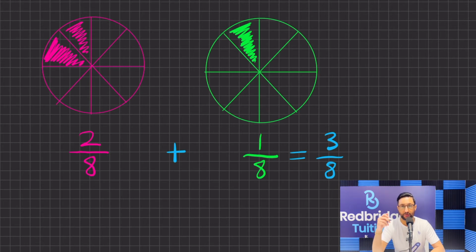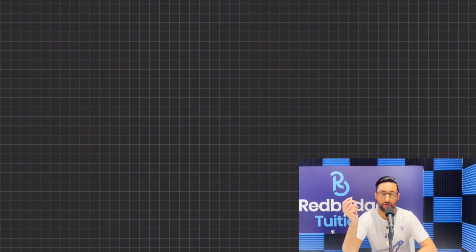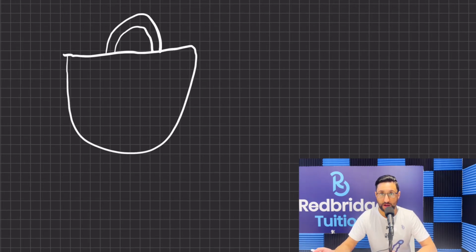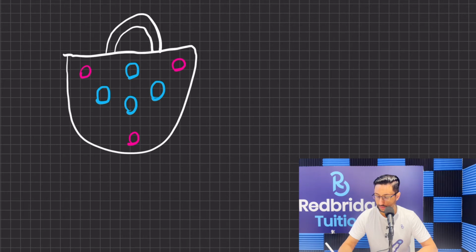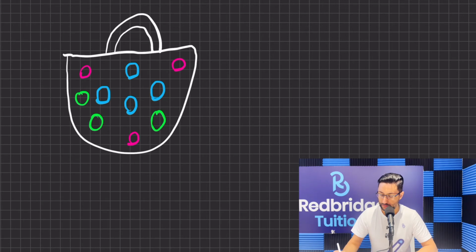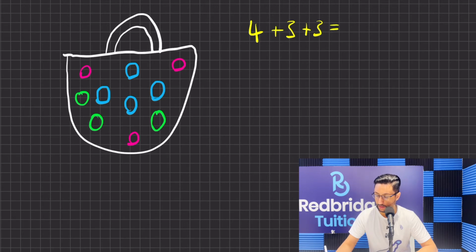So again, let's move away from the cake and the pizzas and let's do something that is a little bit different. Let's say I have a bag of marbles, and we'll say that there are 3 pink marbles, 4 blue marbles, and 3 green marbles. What would be your total number of marbles for this bag? In other words, what would your denominator be? Well, we've got 4 blue, 3 pink, and 3 green. So your denominator for this would be 10.